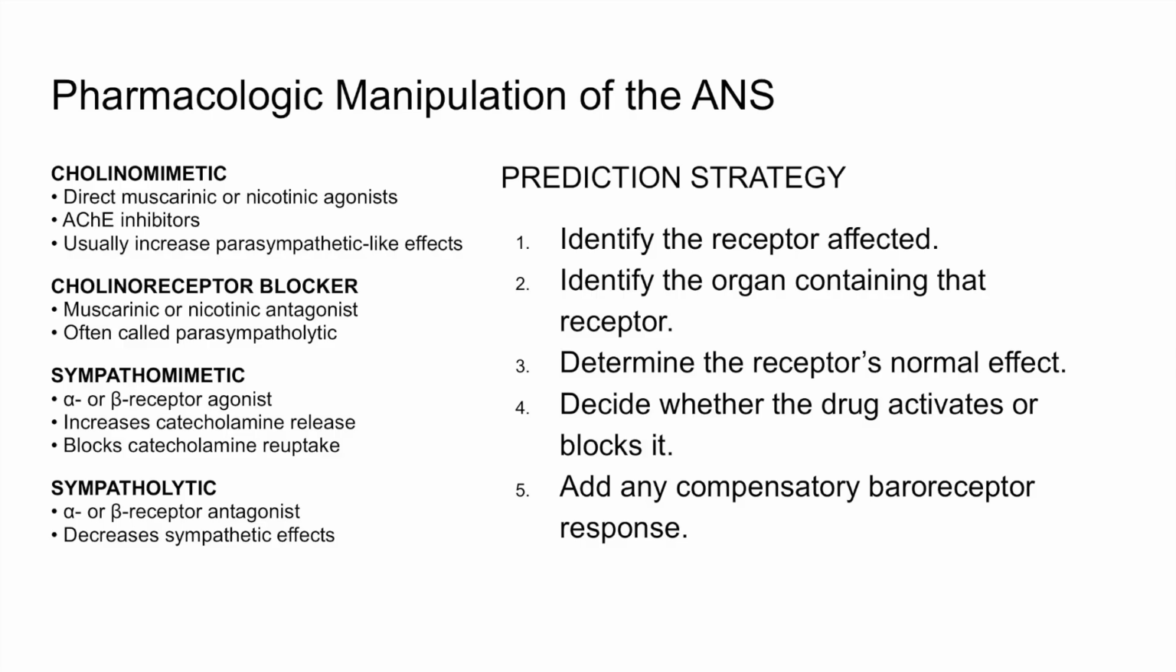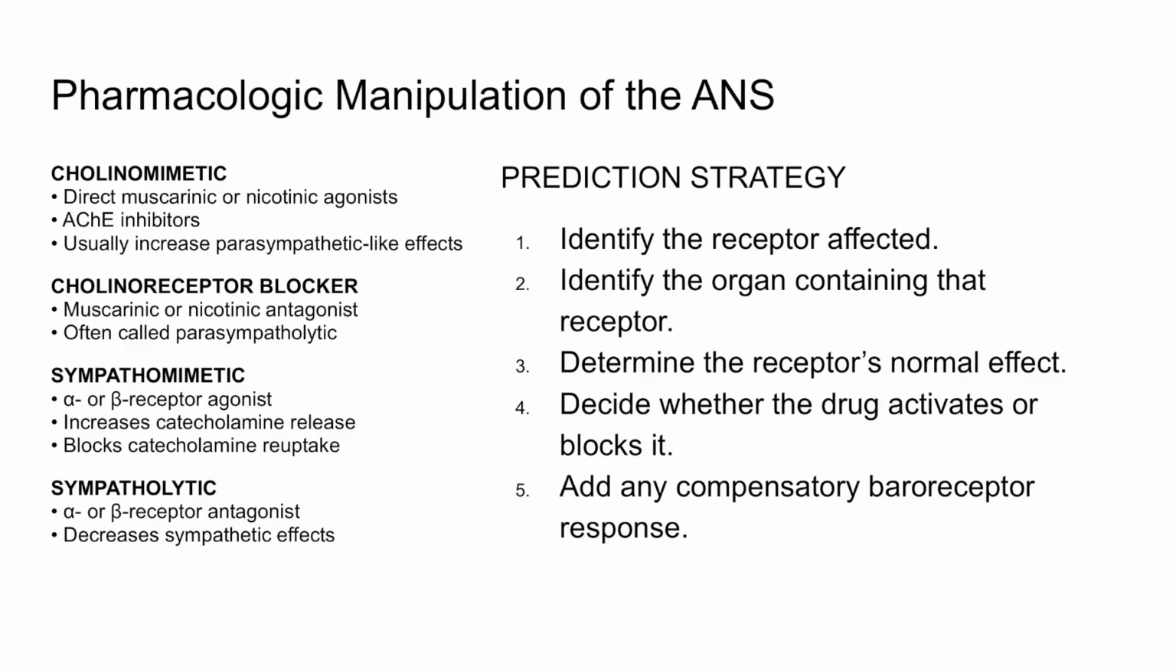So autonomic drugs can either imitate or block cholinergic and sympathetic signaling. Cholinomimetics activate muscarinic or nicotinic receptors directly or indirectly increase acetylcholine by inhibiting acetylcholinesterase. Cholinoreceptor blockers antagonize these receptors, so muscarinic blockers are commonly called parasympatholytics. Sympathomimetics activate alpha or beta receptors, increase catecholamine release, or prevent catecholamine reuptake. Sympatholytics reduce sympathetic effects, often by blocking alpha or beta receptors.